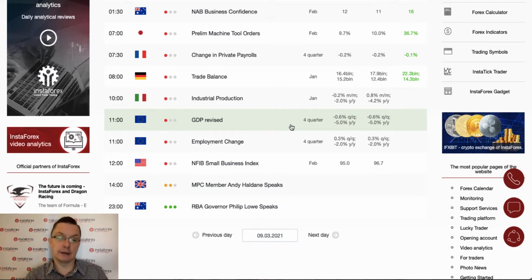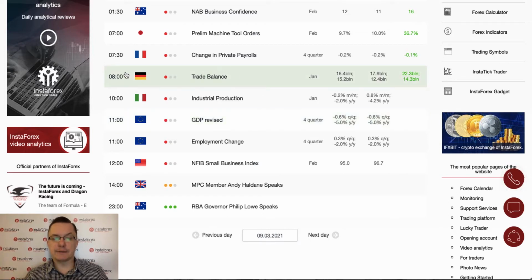So we will take a look at the Australian dollar and the New Zealand dollar today. The trade balance from Germany, as you can see, is widening, 22 billion euros, so it's better than the forecast of 17.9 and better than the last month's 16.4 billion euros. So that's a nice surprise.